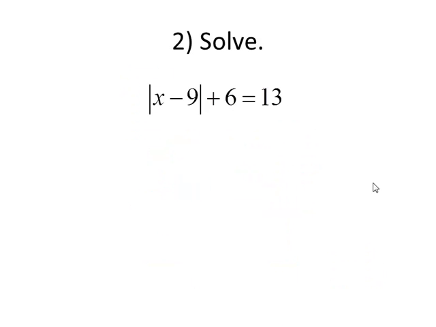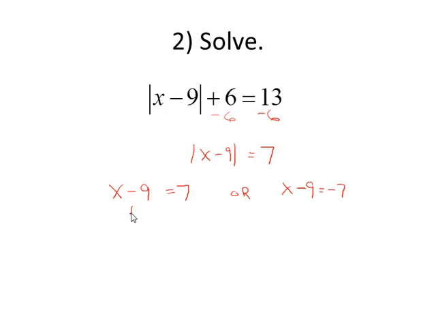Problem 2. Absolute value equation. Remember, the first step for solving these is to isolate the absolute value. So if I subtract 6 from both sides, I have the absolute value of x minus 9 equals 7. And recall that an absolute value isolated compared to a positive number, we split this into two equations. X minus 9 equals 7. X minus 9 equals negative 7.